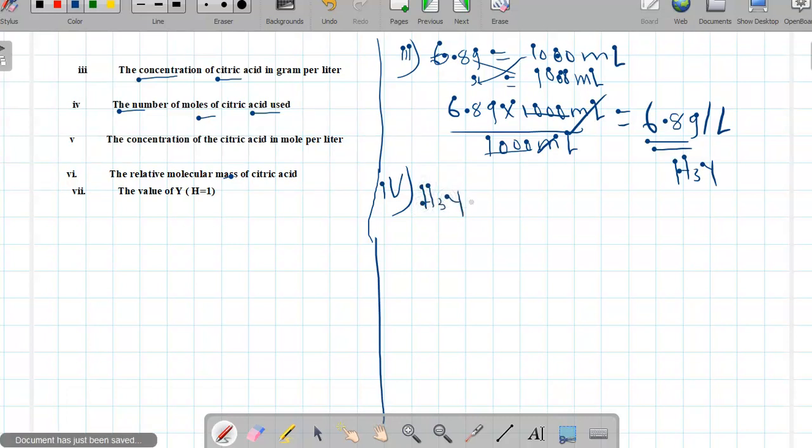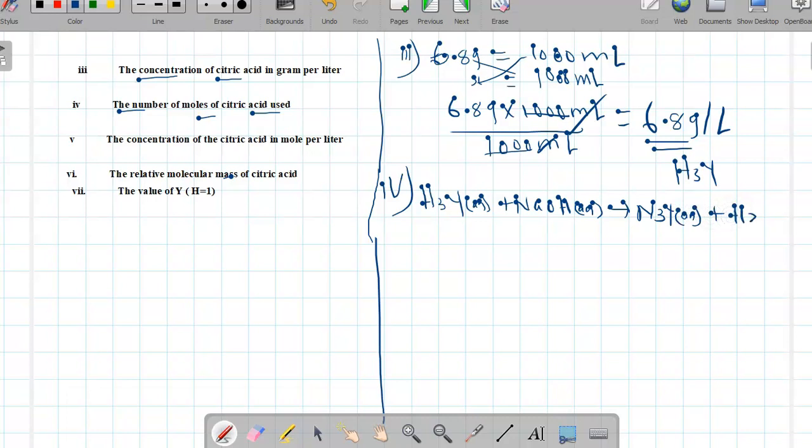H3Y aqueous plus sodium hydroxide aqueous, we will get sodium 3Y aqueous plus water plus water.